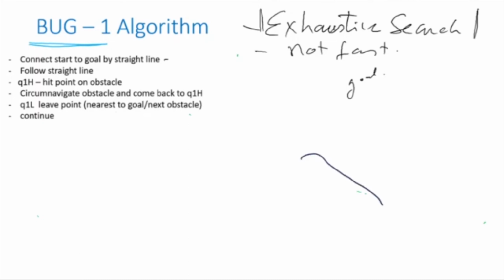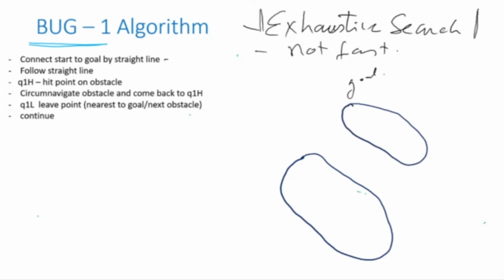So we have one here and we have another one there. These are obstacles: obstacle 1, obstacle 2. Let's call this my goal point. This is my start point.